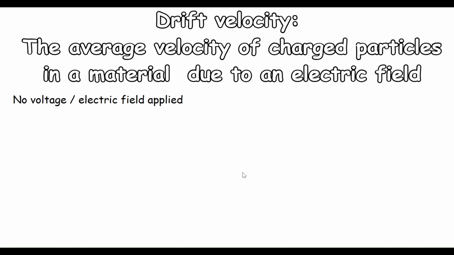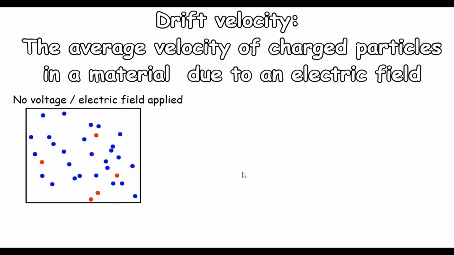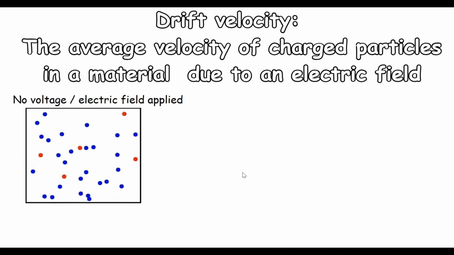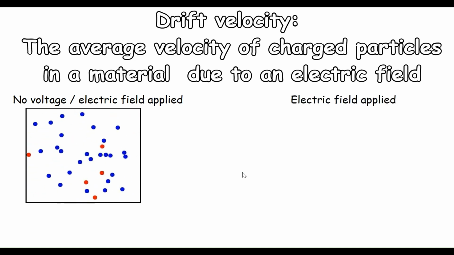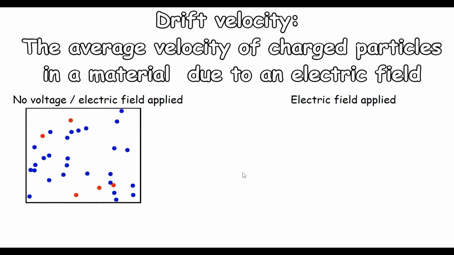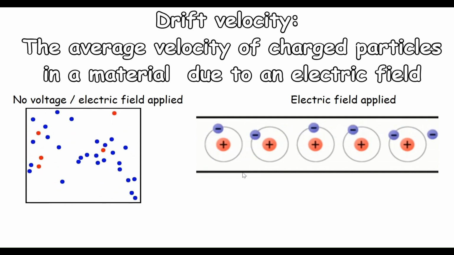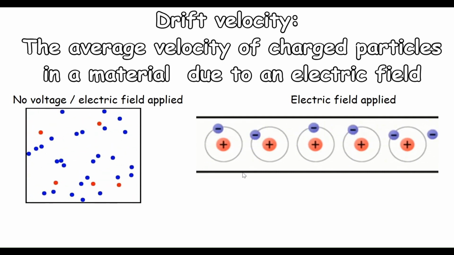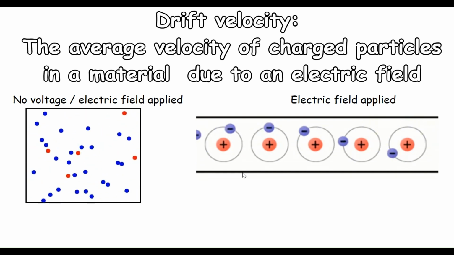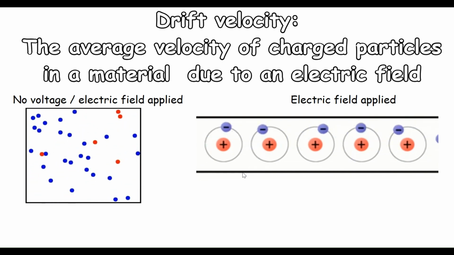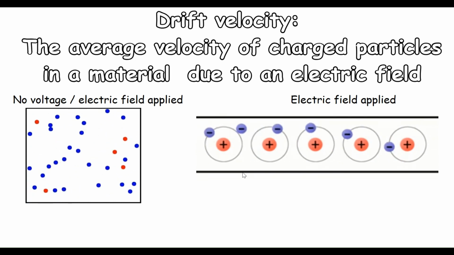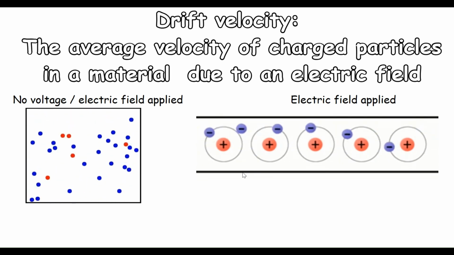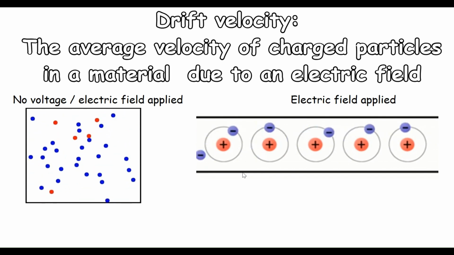So with no voltage or electric field applied, the electrons are moving like that, which is called random thermal motion. But when there is an electric field applied, it looks like this. All the electrons are moving, battling through the metal ionic lattice, trying to get towards the positive terminal, because as soon as the electric field is applied, they want to go towards the oppositely charged, therefore positive, terminal.